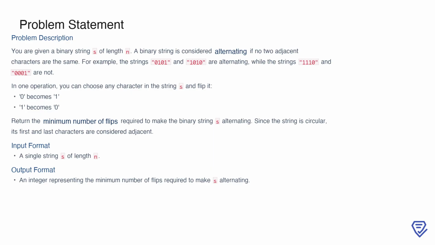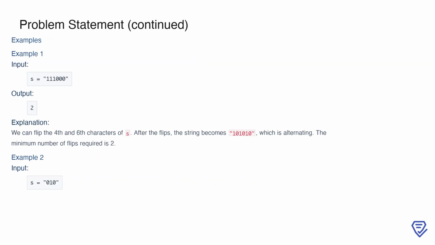The input to the problem is a single binary string, and the output is an integer representing the minimum number of flips needed to achieve an alternating string. Let's look at some examples to better understand the problem.